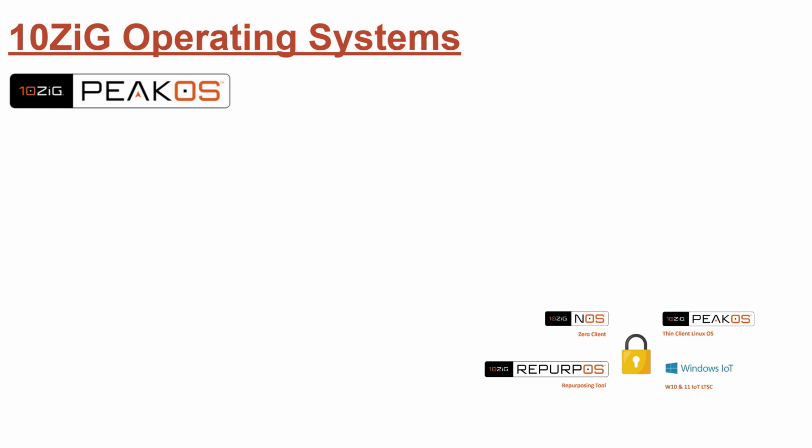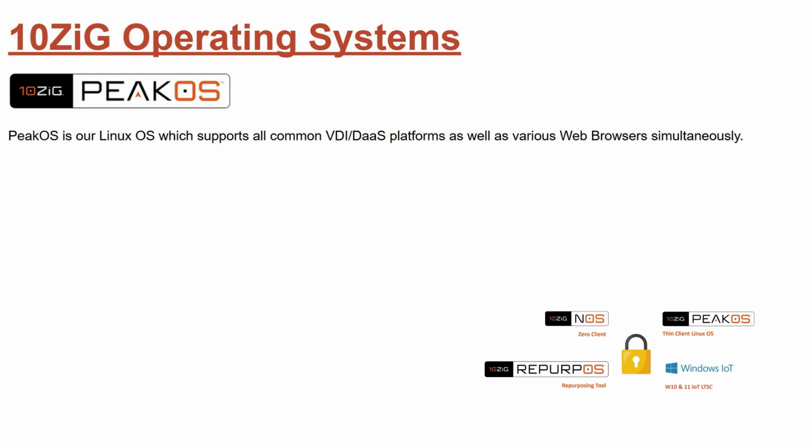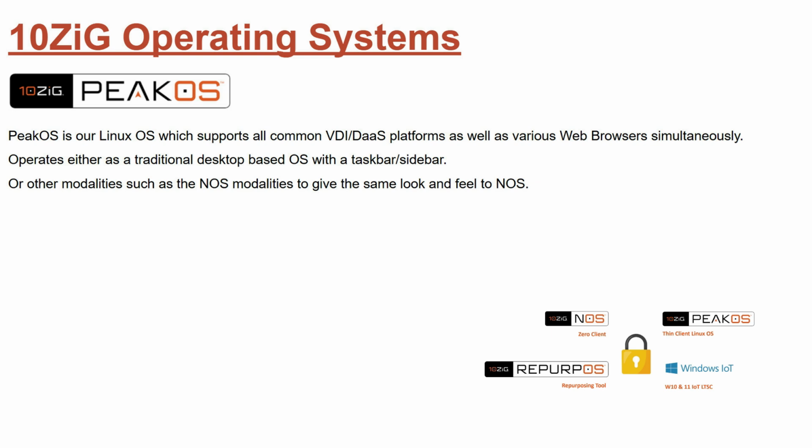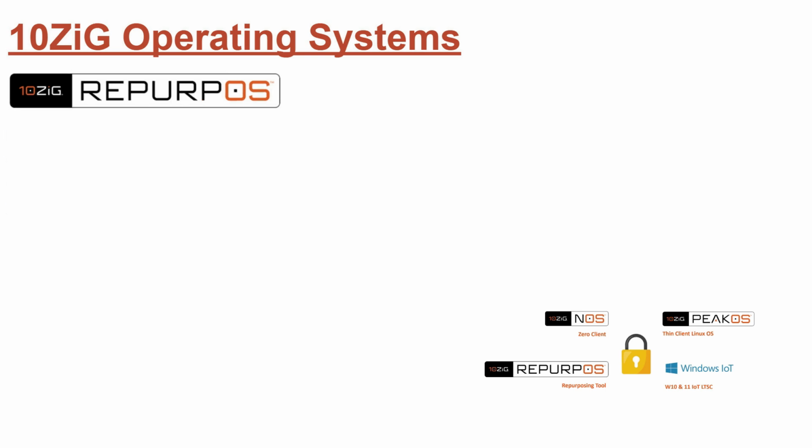PCOS is our Linux OS, which supports all common VDI DaaS platforms, as well as various web browsers simultaneously. It can operate using a traditional desktop-based OS with taskbar, sidebar, as well as other modalities, such as the NOS modalities, to give the same look and feel to NOS. PCOS is streamlined to operate exclusively on Tenzig hardware. Repurpose, on the other hand, is identical to PCOS, but expanded to support third-party hardware.